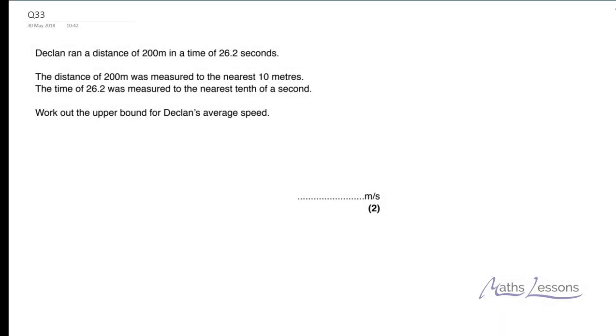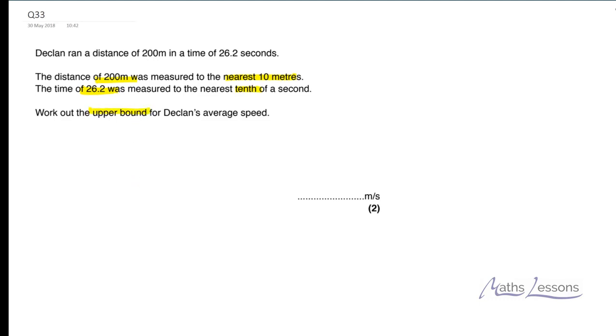Right, here we go, the fourth in our series of what might come up in the next exam paper in GCSE Maths 9 to 1. Declan ran a distance of 200 metres in a time of 26.2. The distance is measured to the nearest 10 metres, and the time was measured to the nearest tenth of a second. Work out the upper bound for Declan's average speed.